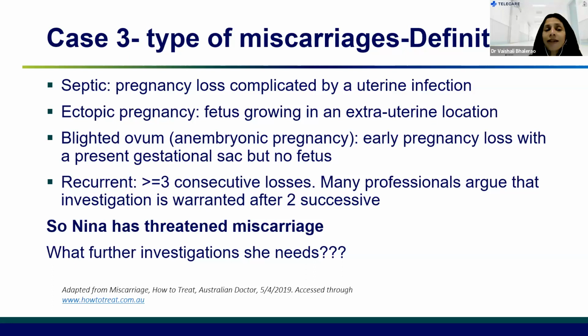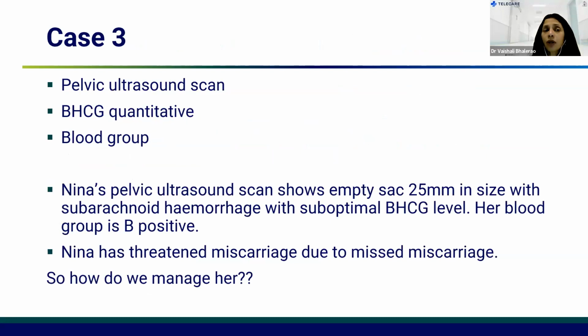So Nina has threatened miscarriage. So what further investigation does she need? So she needs a pelvic ultrasound scan, quantitative beta HCG and blood group. So Nina's pelvic ultrasound scan shows an empty sac of 25 millimeter in size with subchorionic hemorrhage with a suboptimal beta HCG level. Her blood group is B positive.